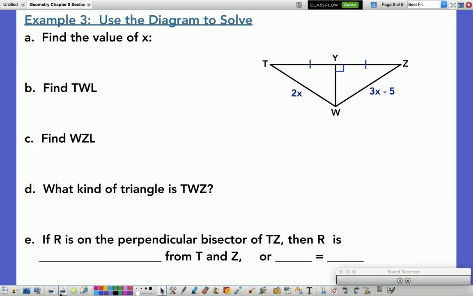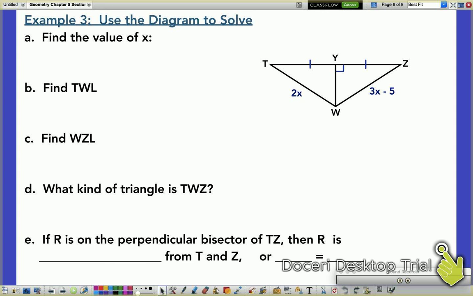All right, find the value of x. We're going to use this diagram to answer all these questions. So I know that this is a perpendicular bisector. It's giving me the right angle. It's giving me that these are congruent. So then I know that these are congruent.